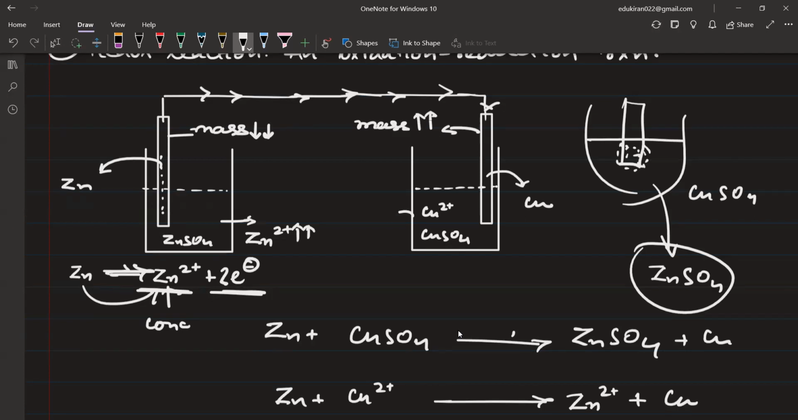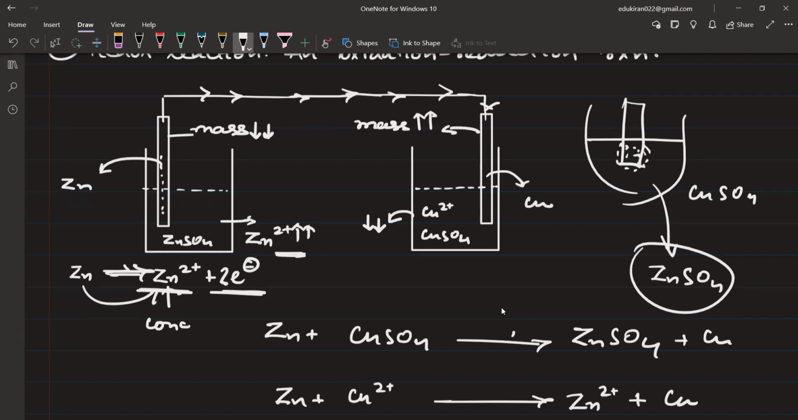And what will happen to the Cu2 positive? Its concentration will increase or decrease, because it is reacting with two electrons and getting converted to copper? So it will decrease. The copper 2 plus will decrease. Got it? Yes or no? Please tell me, all of you. Okay, fine.